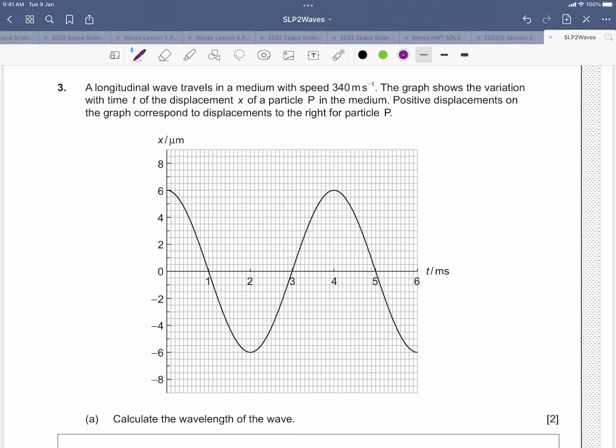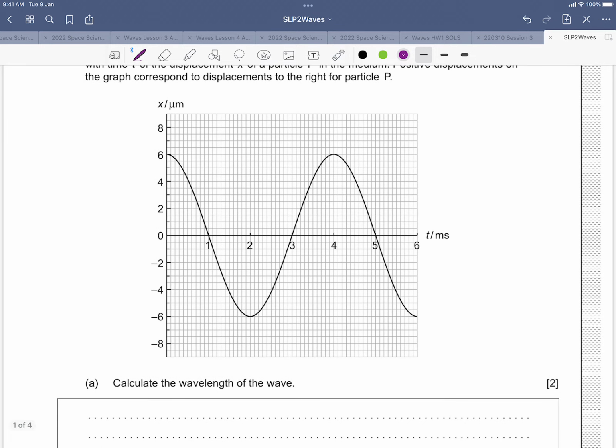So we're looking at the variation with time of the displacement of a single particle in the medium. So this is not the full wave we're looking at, it's just how one point in the medium is displacing itself over time. Like a simple harmonic oscillation of a single point. So we can't just read off the wavelength here. What we have to do is first read off the period. That is what we can read off on this graph.